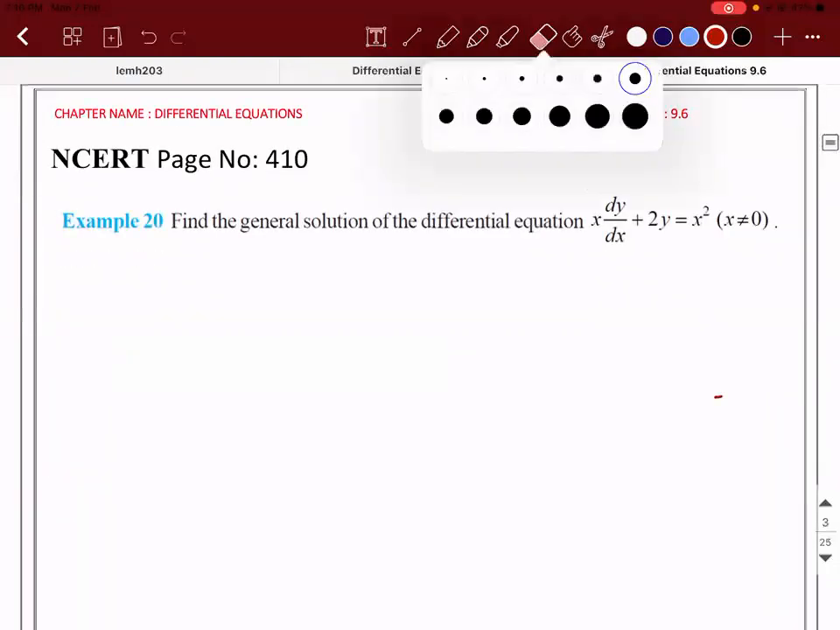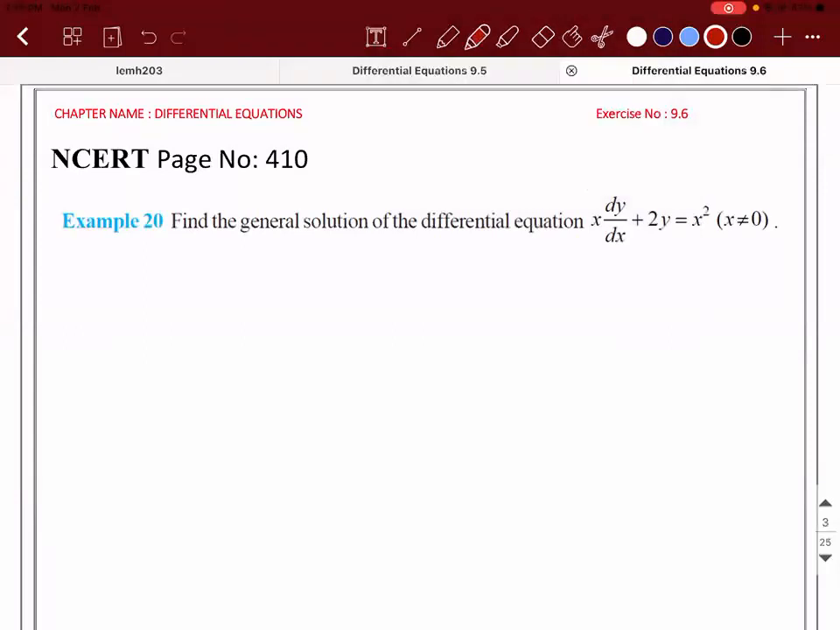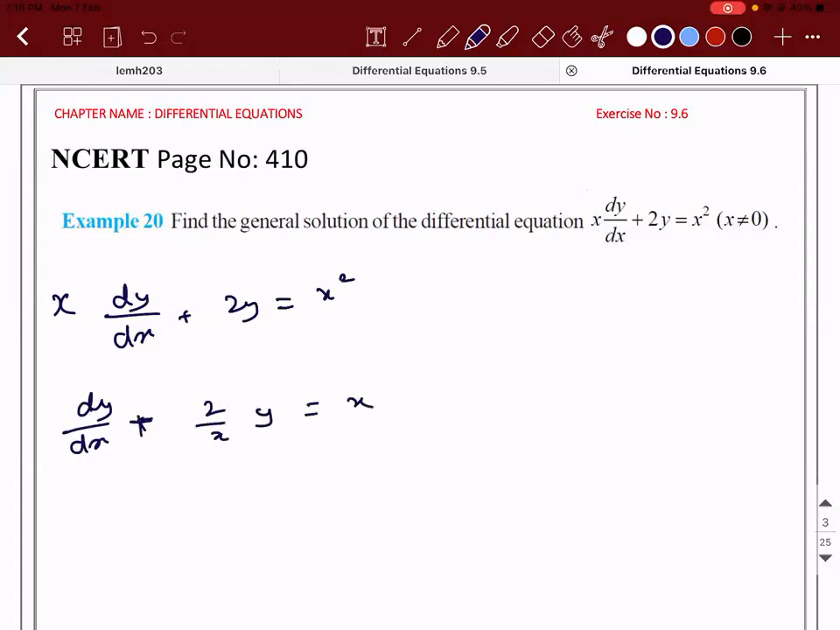So next is find the general solution of the differential equation x into dy by dx plus 2y is equal to x square. So dy by dx plus 2 by x into y is equal to x.